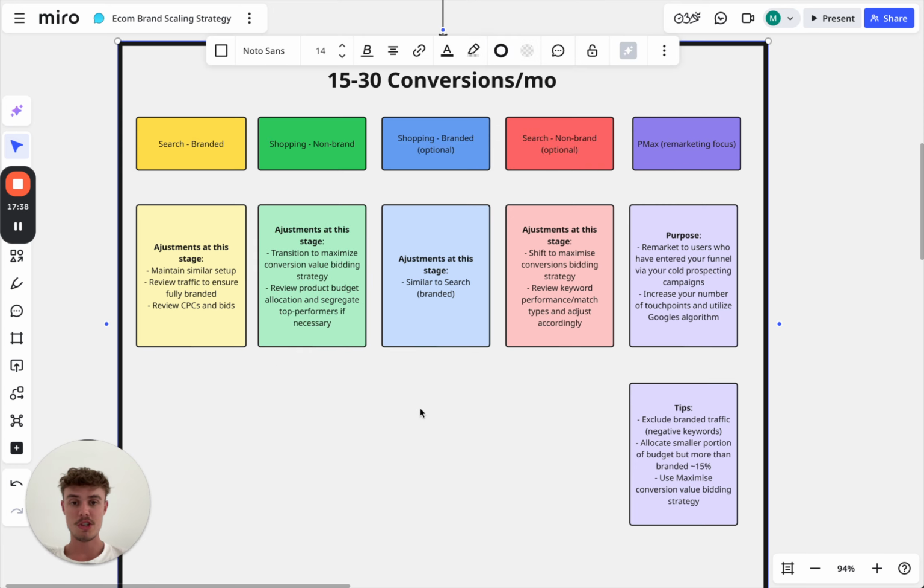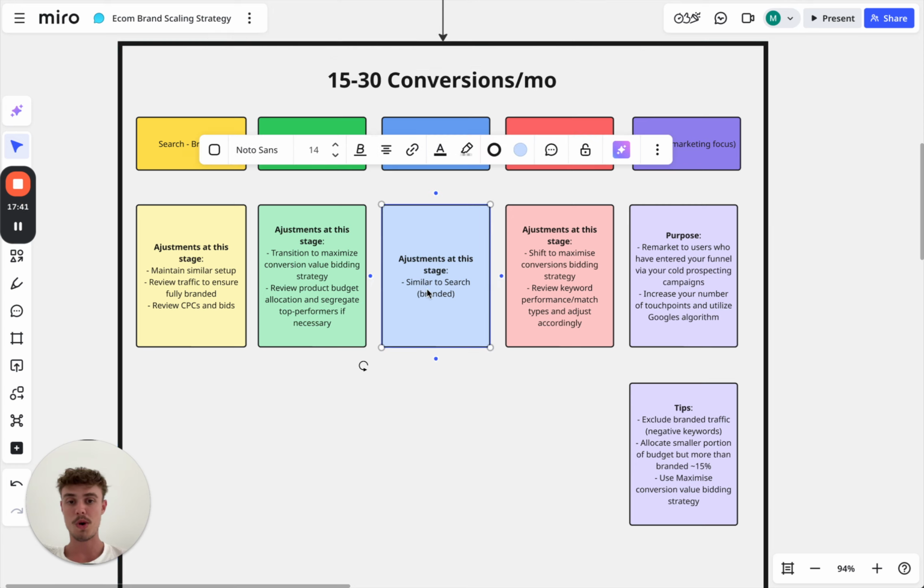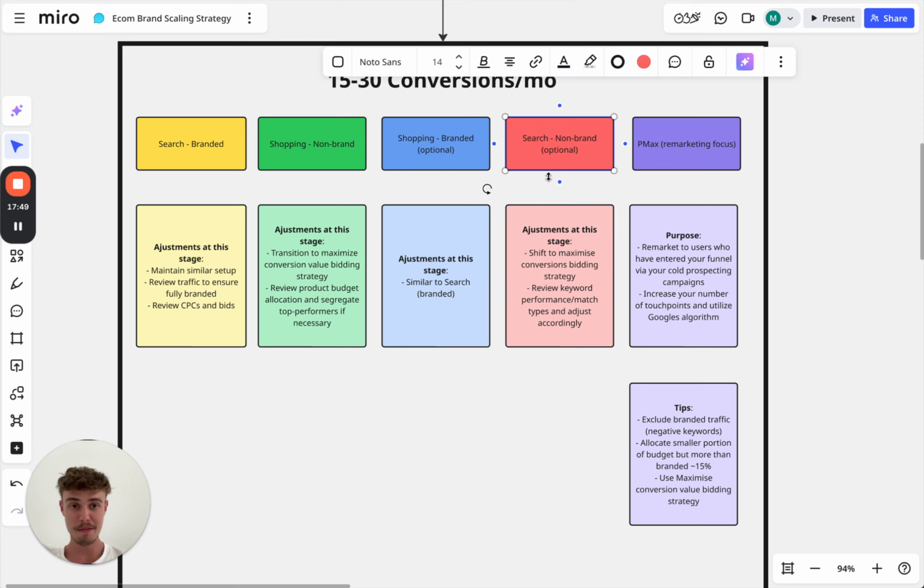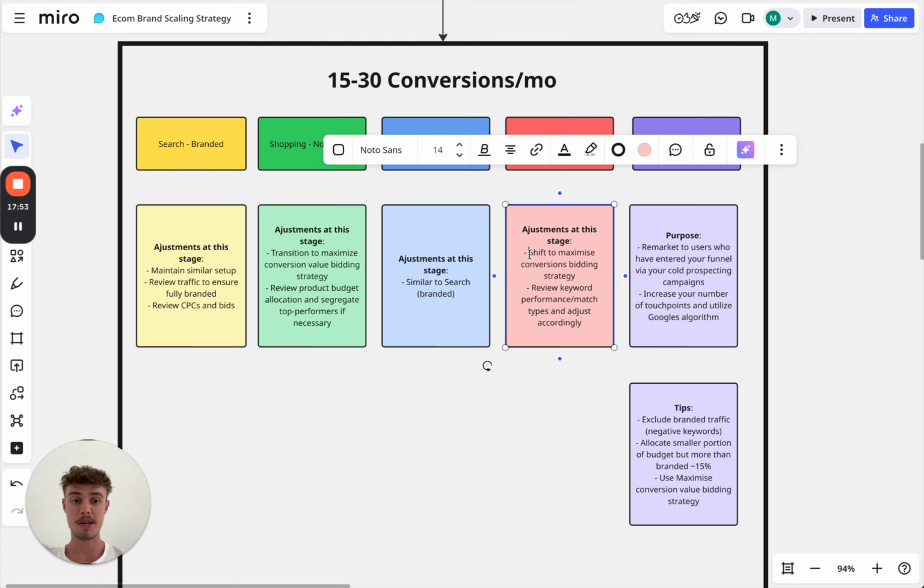Now, branded shopping, no major changes required here, just the same stuff as branded search. Maintain a similar setup, review your traffic, and review your CPCs and bids. Make sure everything's aligned. Now, for your non-brand search campaign, again, you can shift over to maximize conversion value, and this will allow you once again to leverage that automated bidding and hopefully drive some additional conversions. Also review your keyword performance and match types and adjust accordingly.